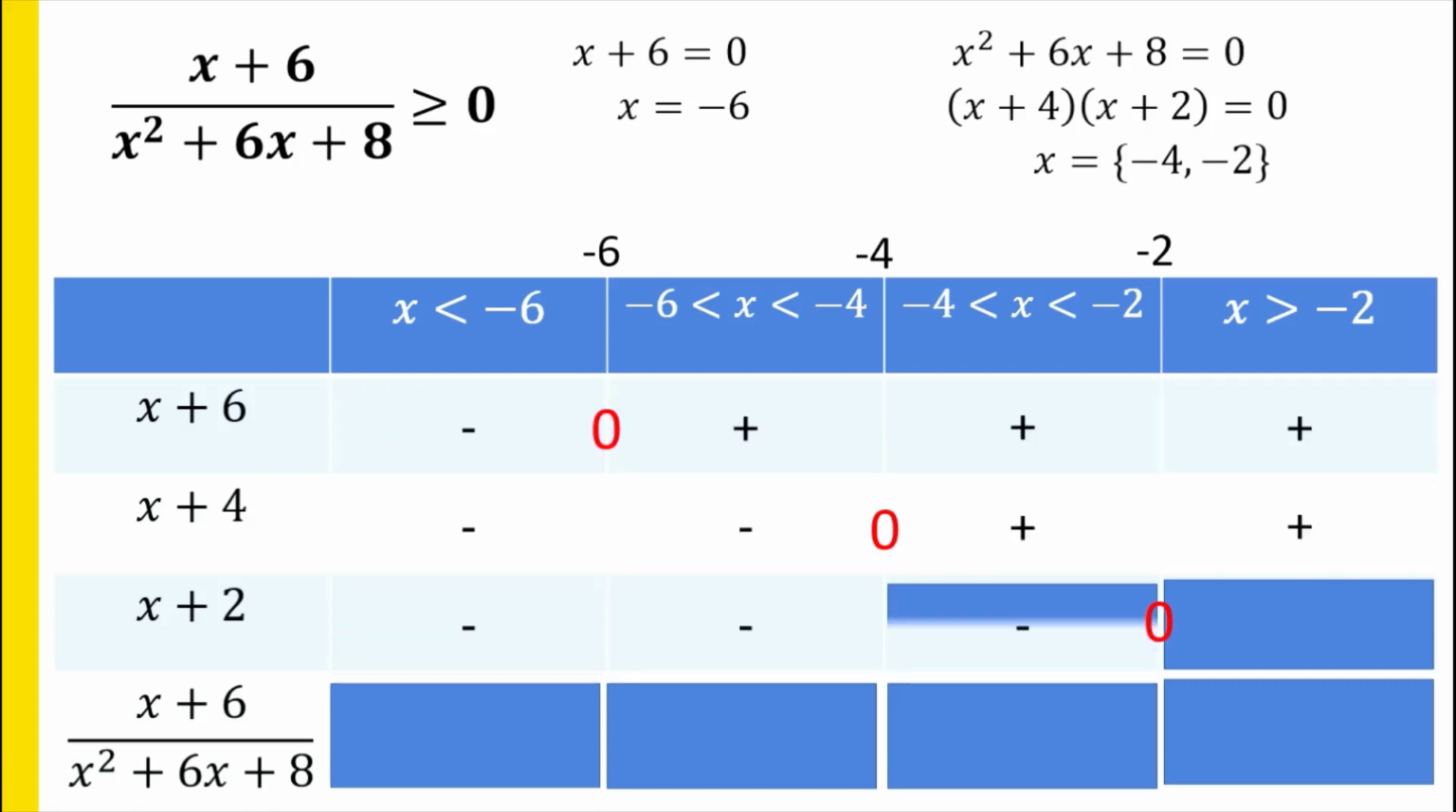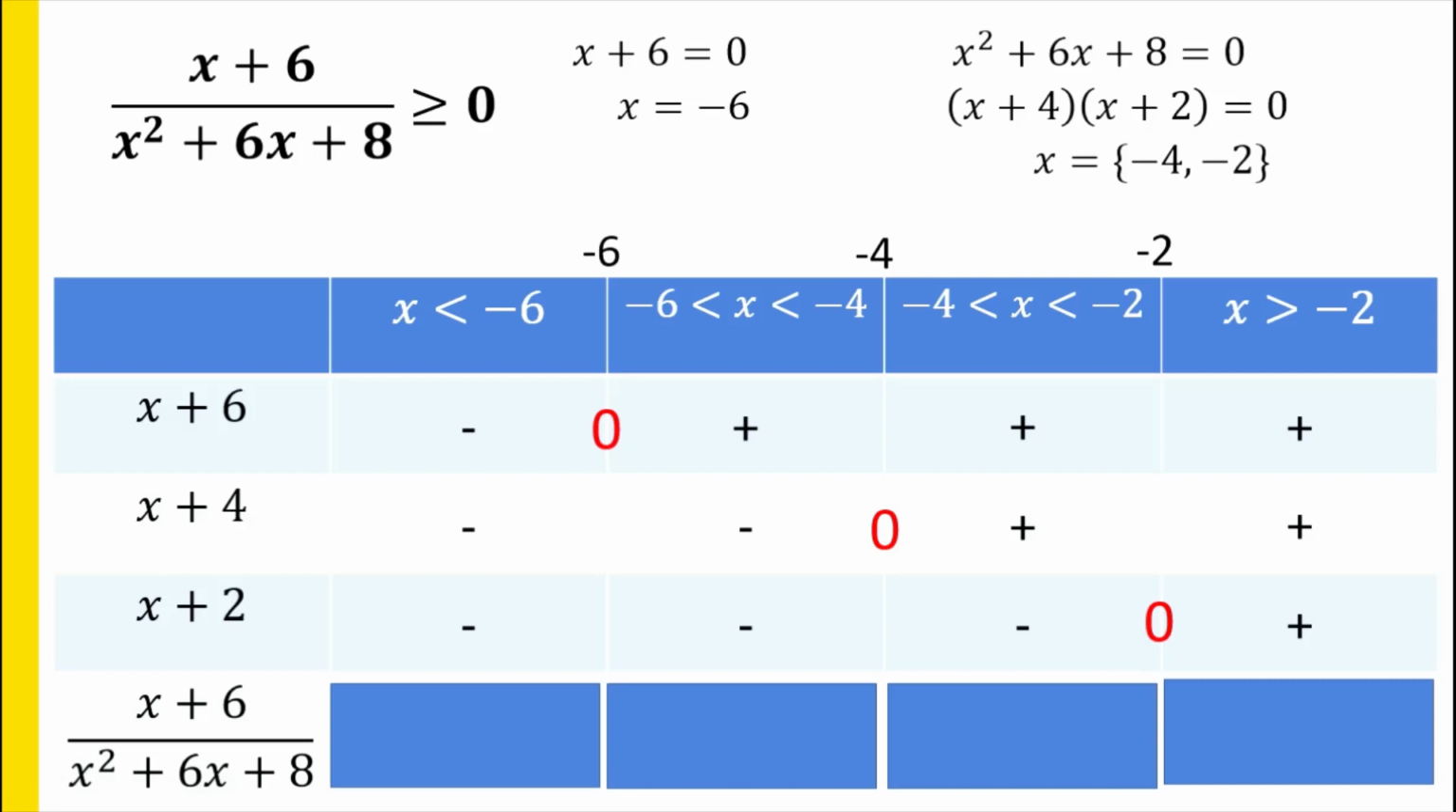Okay, so that's a great strategy for us to have our signs here. As you can see here, in x plus 6, we have negative on the left of 0, then the rest is positive. And then x plus 4, again negative on the left, and then the rest is positive on the right. And then x plus 2, negative on the left of 0, and then for the right, we have here a positive sign. Then again, all we need to do is to multiply.